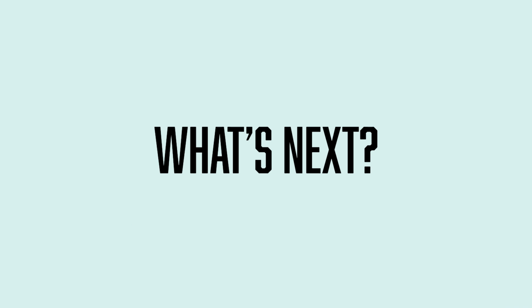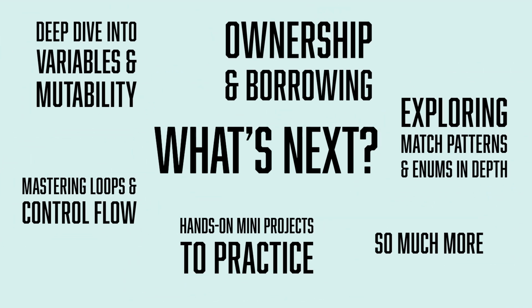Now that we've completed our guessing game, it's time to take things to the next level. In the upcoming videos, we'll dive deeper into all the concepts we briefly touched on, like variables, mutability, ownership, borrowing, match patterns, enums, and loops. Step by step, we'll break everything down in detail so you'll not only understand how to use them, but also why they work the way they do. You've built a strong foundation. Now let's keep going and level up your Rust skills even more.